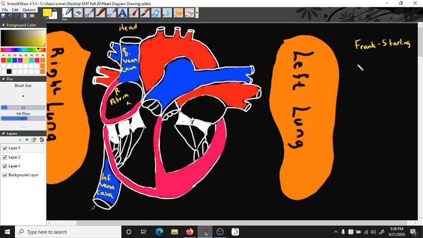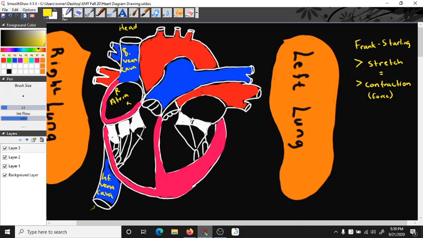And without getting into too much detail, because that would take far too much time, what this law says is the greater, and this is the greater than sign, the greater the stretch of your heart muscle equals the greater the contraction of that muscle, or the greater the force of contraction.